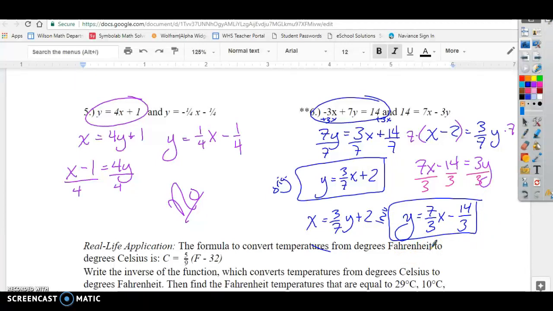Now, to be able to compare these, I have to get y by itself here. So I'm going to do that work up here. I'm going to subtract 7x over, so I have negative 7x plus 14 equals negative 3y. So I subtracted 7x over. I am then going to divide by negative 3.